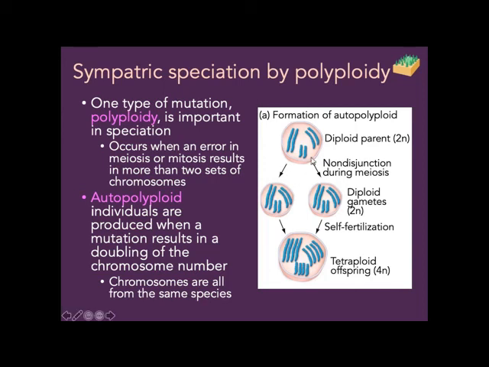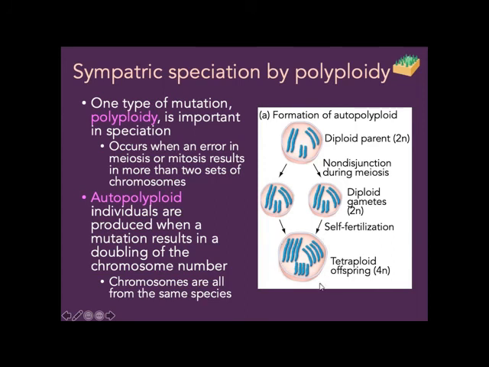Right, so you have a non-disjunction event here, and you end up somehow producing diploid gametes, okay? So instead of having one copy of each chromosome, you end up, I guess you probably have some gametes with no chromosomes in them, but those die, right? All right, so you end up with diploid gametes, and two of those diploid gametes then fuse with each other, and then you end up with tetraploid offspring. So those offspring have double the number of chromosomes of their parents, okay? And so you get an instantly new species, right?